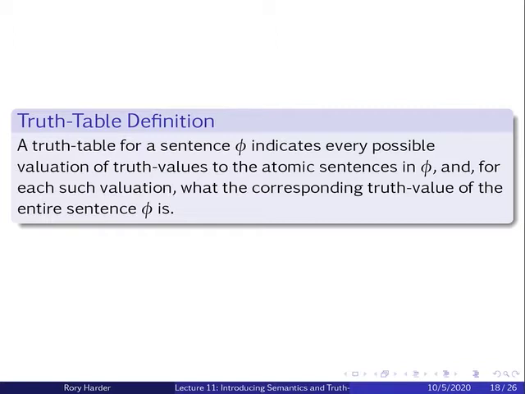But just in summary, what a truth table tells you is all the possible combinations of truth values that the atomic sentence letters in phi might have together. And for each of those possible assignments of truth values to the atomic sentences, it tells you what the overall truth value of phi is in each of those cases.